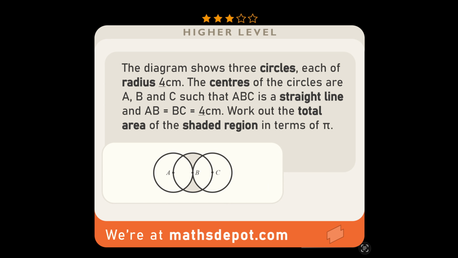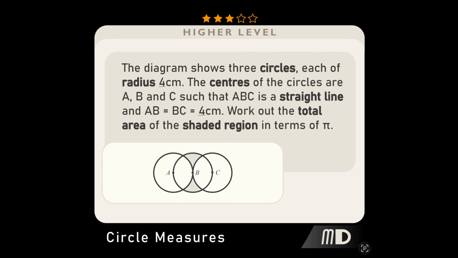We've been given 3 circles with a radius of 4 centimeters, whose centers are horizontally aligned, and we've been asked to find the total area of the shaded regions in terms of pi.